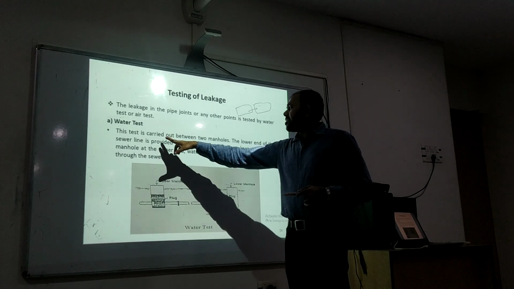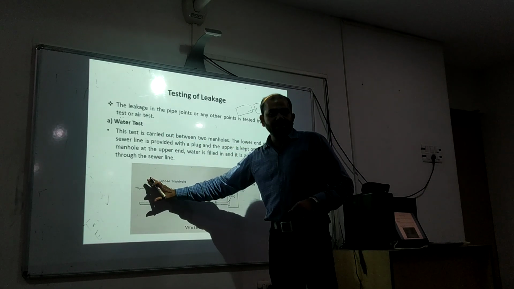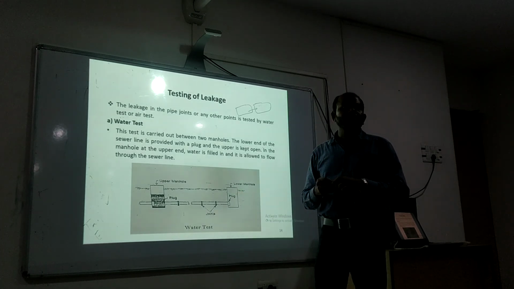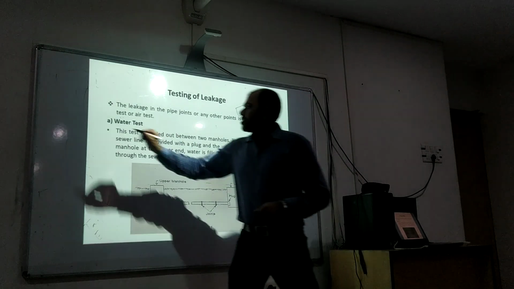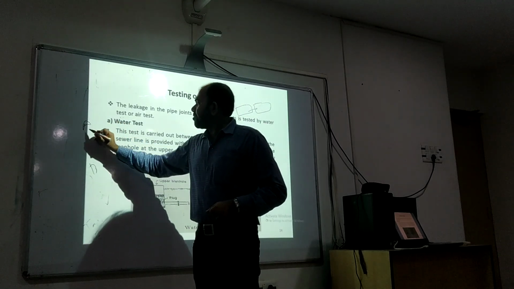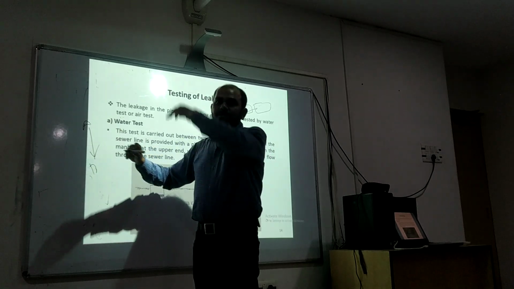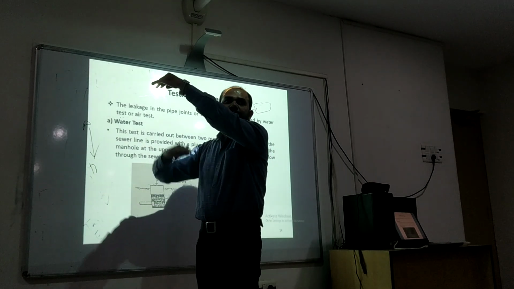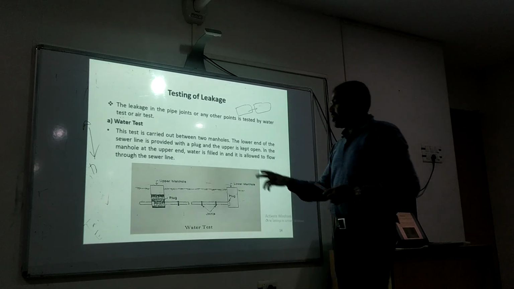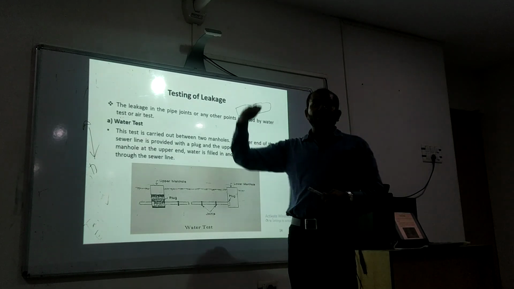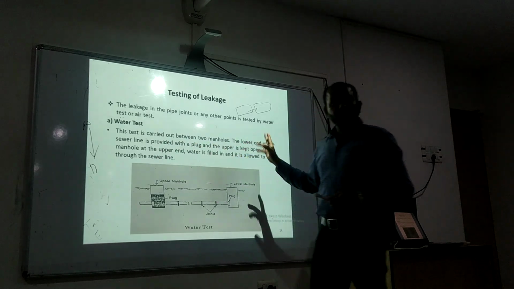The water test is carried out between two manholes. Suppose this is a higher elevation and this is a little bit lower elevation. I told you, students, wastewater will flow from a higher point to a lower point. If wastewater has to flow from point A to point B, point A should be at a higher elevation with respect to point B, so that the wastewater will flow on its own. So we choose two manholes, one at a higher elevation, another at a lower elevation. This test is carried out between two such manholes.